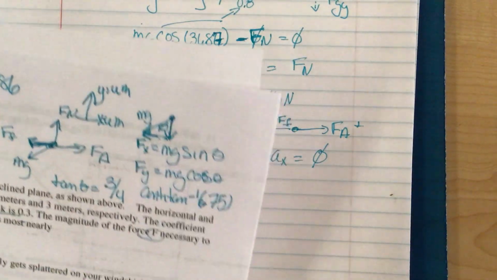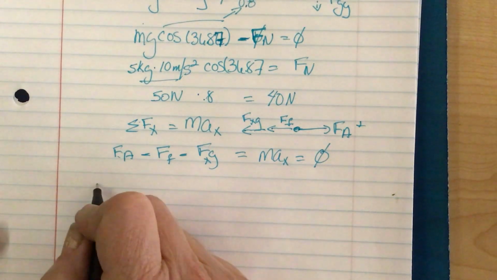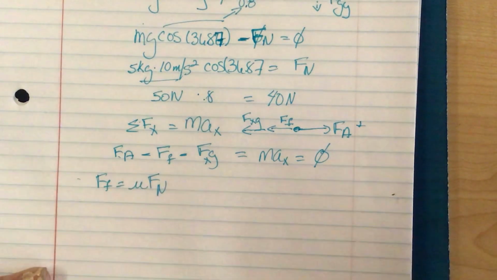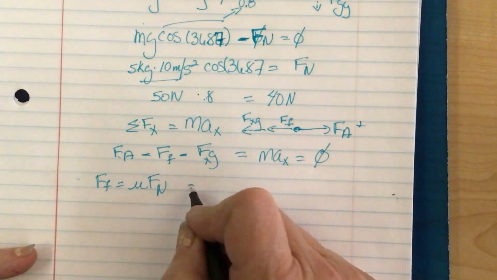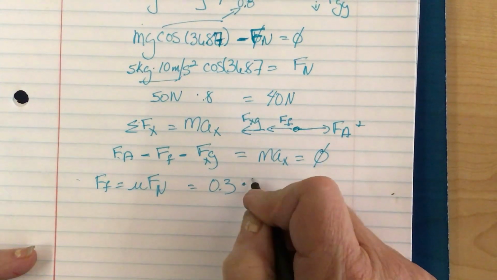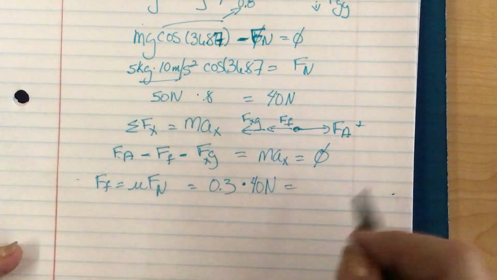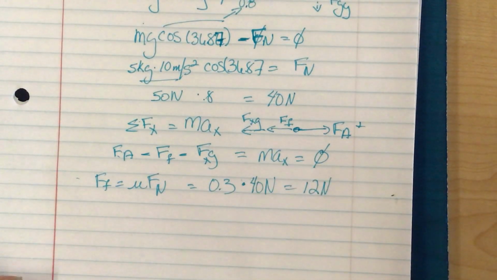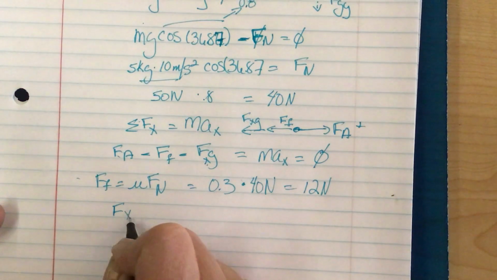All right, so let's start applying some things that we know. We need to figure out the force of friction. So remember, force of friction is equal to mu force normal. And they gave us mu. Mu is 0.3. So we put in 0.3. We calculated the normal force up here. That's times 40 newtons times 0.3. So our force of friction is 12 newtons. So far, so good?